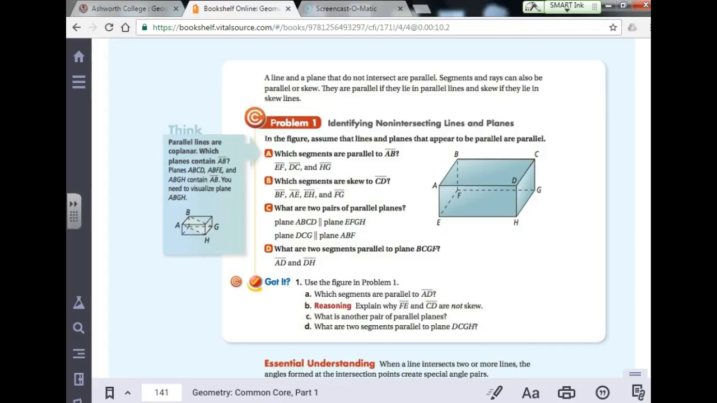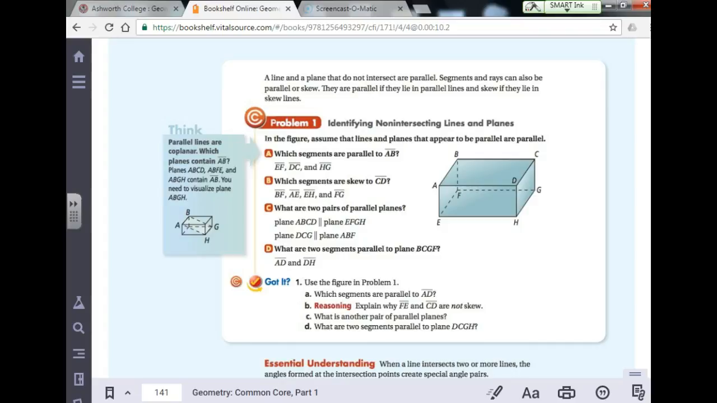Use the figure in problem 1 on the got it section. Which segments are parallel to AD? The ones that are parallel to AD would be BC, FG, and EH. Okay? Explain why FE and CD are not skewed. FE and CD are not skewed because if you'll notice, they're going the same direction. So that makes them parallel and not skewed. It is true, neither one of them are going to cross each other, but skew means it's got to go in a different direction.